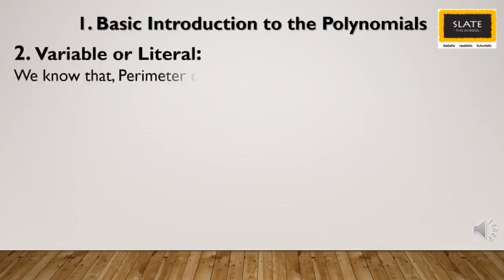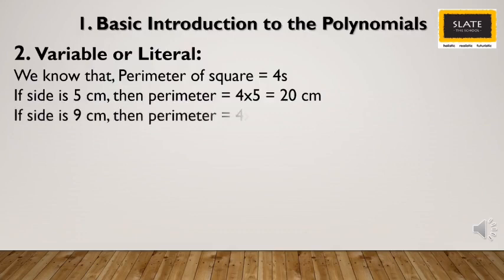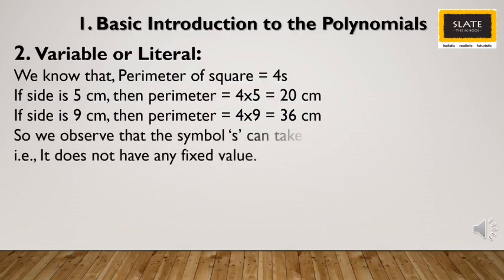We know that perimeter of a square is 4 into side units. If you take side of the square as 5 centimeters, then perimeter of the square becomes 4 into 5, which is equal to 20 centimeters. If you take side as 9 centimeters, then perimeter of the square is 4 into 9, which is equal to 36 centimeters. Here we observe that the symbol S can take various numerical values. That is, it does not have any fixed value.